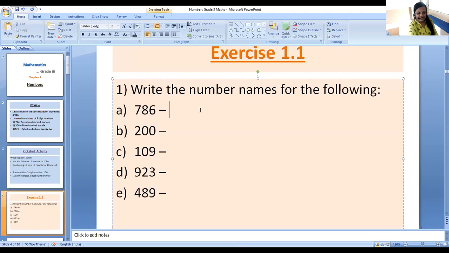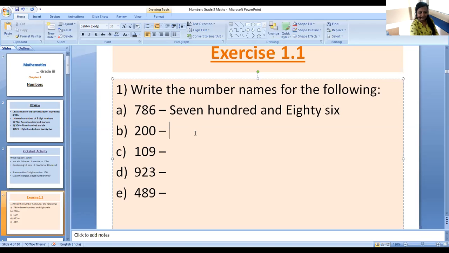Great. So let's revise the content. Naming the number names for the following figures. That is 786. Yes, it is read as 786. The second one is very easy. It would be read as 200. We have the next number, which is slightly twisted, where we have 109. Correct? 1 is in the hundreds place, 0 in the tens, so we need to skip it, and 9 in the units place. So you read it as 109.